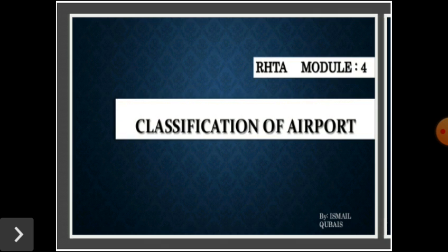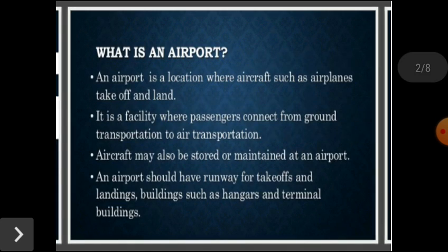In this video, we are going to discuss airport classification. So generally, what is an airport? It is a location where aircraft such as airplanes take off and land. It is a facility where passengers connect from ground transportation to air transportation. Aircraft may also be stored or maintained at an airport. An airport should have a runway for takeoffs and landings, and buildings such as hangars and terminal buildings. So this is what an airport is.